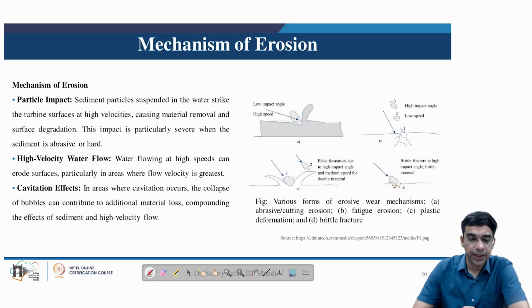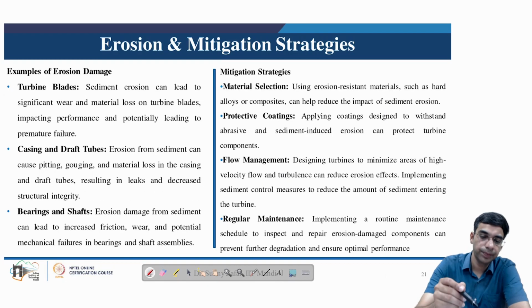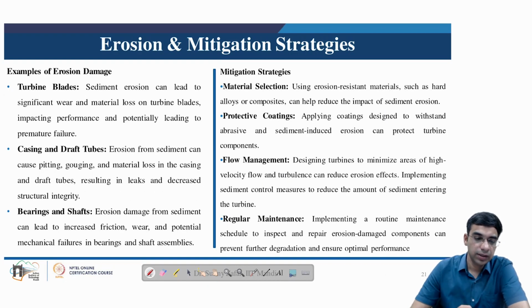Mechanisms of erosion involve particle impact, where sediment particles suspended in the water may strike the surface of the turbine blade at high velocity, causing material removal and surface degradation. This impact is particularly severe when the sediment is hard or abrasive. High velocity water flow can also cause erosion, because water at high speeds may erode surfaces, and the cavitation effect, of course, because collapsing bubbles can contribute to additional material loss, compounding the effects of erosion because of sediment and high velocity flow.